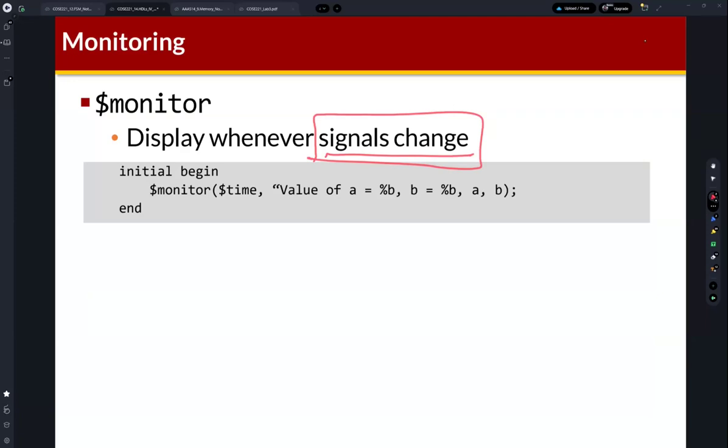This is the initial statement, and you can find the monitor here. It means that this monitor function is executed initially. And then this monitor function monitors the A and B, right? If the A and B values are changed, then this monitor displays the values of A and B, right? So to display whenever signals change, we can use the monitor function.